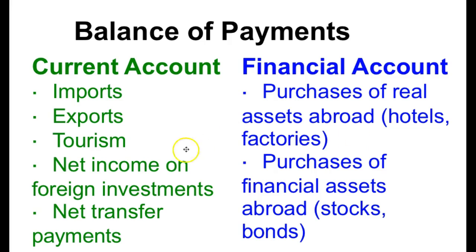So let's go back over here. This net income on foreign investments, that is what happens after you've bought one of these things. So let's say I bought a hotel in Costa Rica. Now I'm going to be earning income off of that hotel as guests come and visit and they pay for their stay. That income that I earn goes into the current account. So the initial purchase is financial account, but the income I earn off of it is current account.